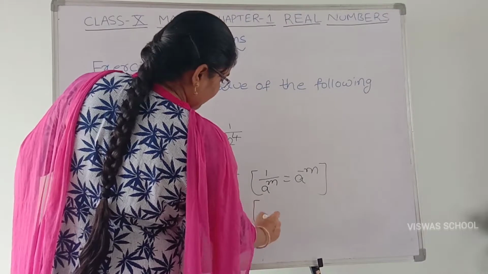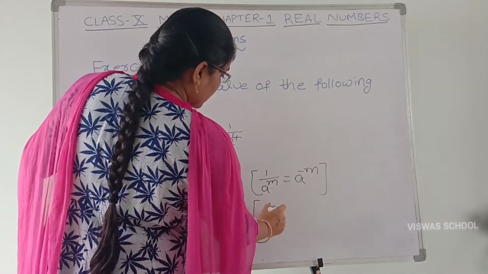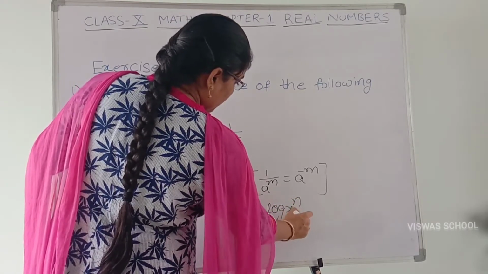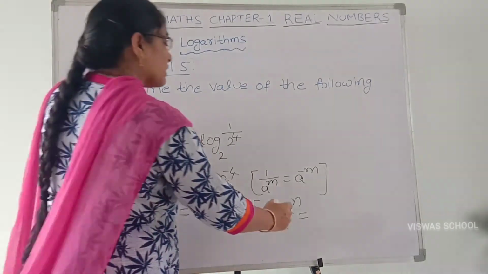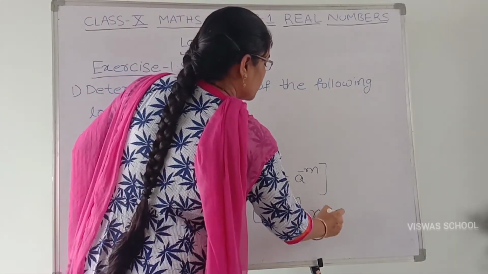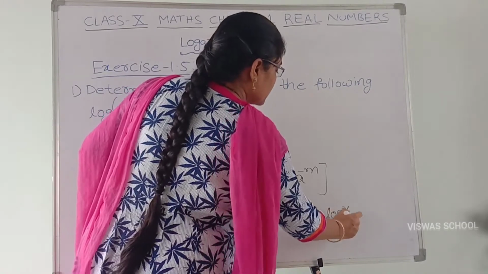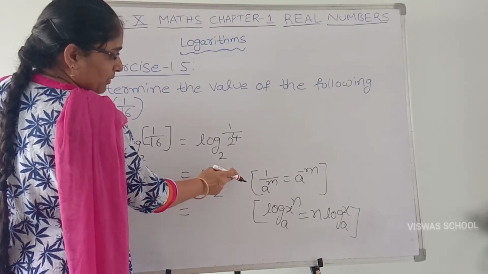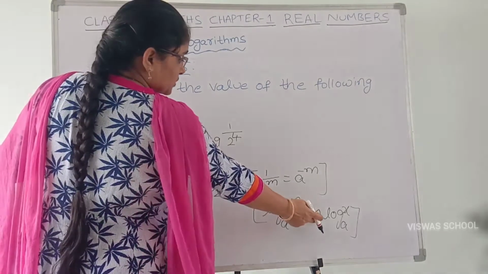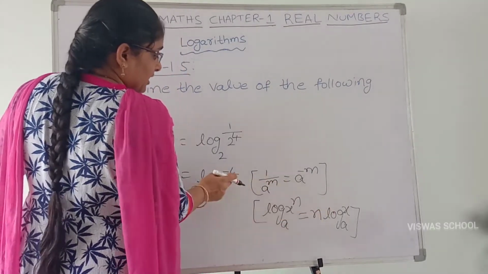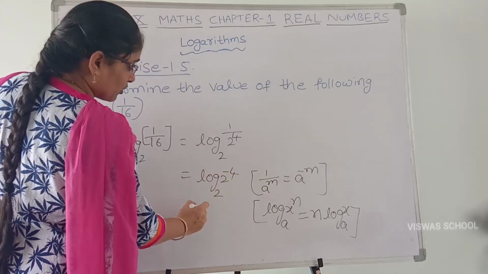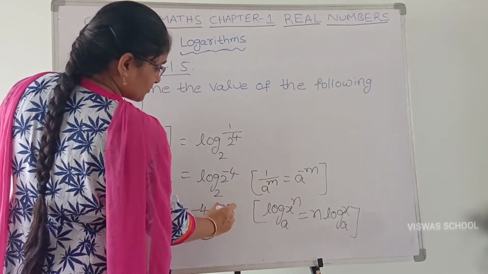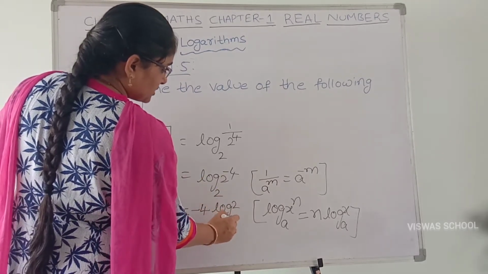Now, which law do we have to use here? Log x to the power of n to the base a is equals to n into log x to the base a. That is, here it is in the form of log x to the power of n to the base a. Now it equals n into log x base a. Here the value of n is minus 4. Minus 4 into log x to the base a, that is minus 4 into log 2 base 2.